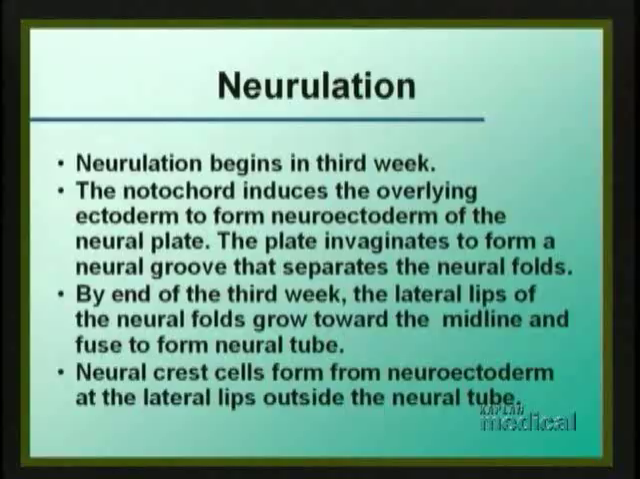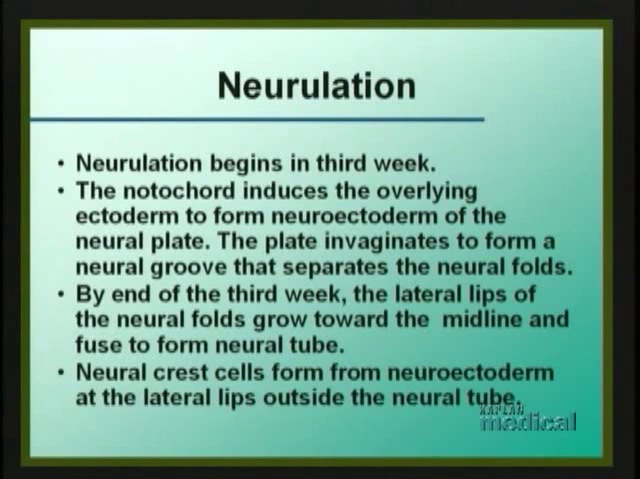Neurulation begins in the third week. The notochord, which develops in the mesoderm, induces the overlying ectoderm to form the neural plate. And the neural plate is neuroectoderm that forms in the future dorsal midline of the embryo. That neural plate then invaginates to form a neural groove that is separated by a pair of neural folds.